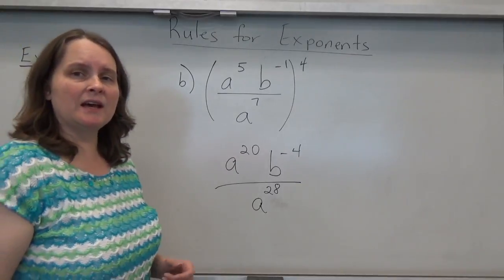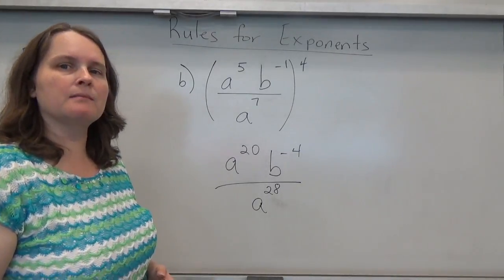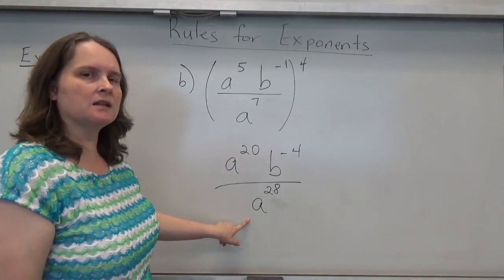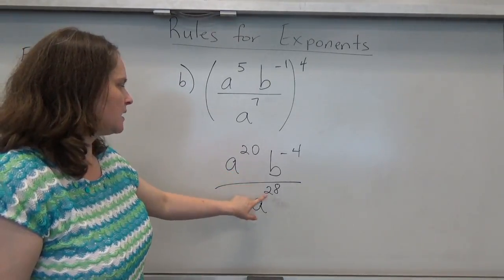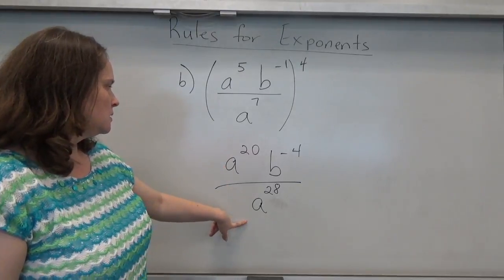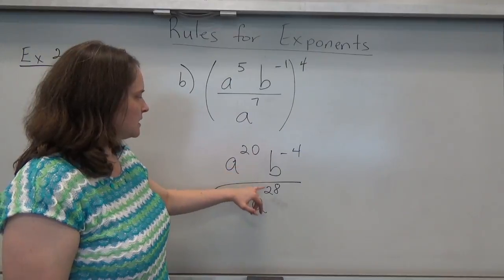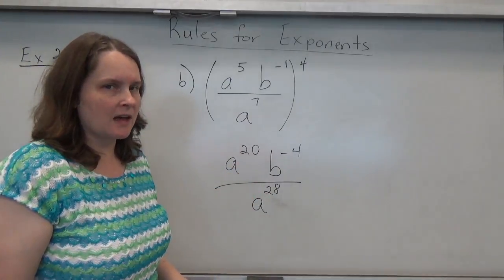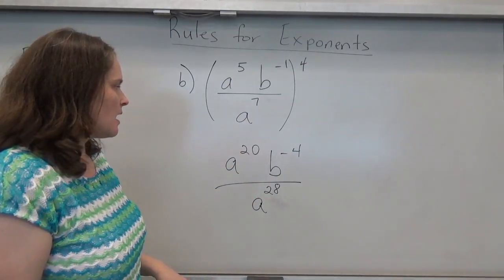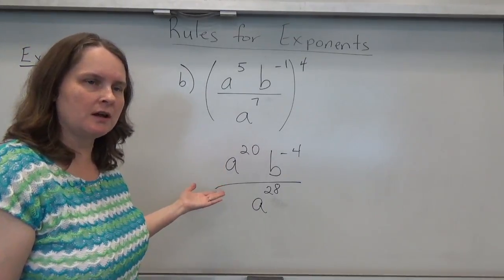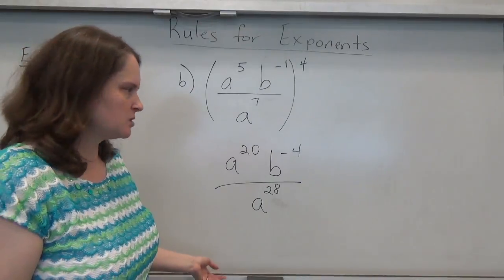I do not want to leave negative exponents. I also cannot have the same base appearing more than once in my answer. So I've got a to the 20th over a to the 28th. I've got to go ahead and combine these two. I know that I can subtract these exponents. If I subtract these, 20 minus 28 gives me negative 8. Okay? You could put it in the top as a to the negative 8th, but you're still going to have to move it because we're not going to keep negative exponents.